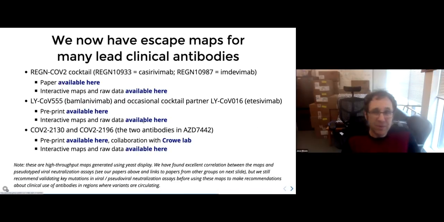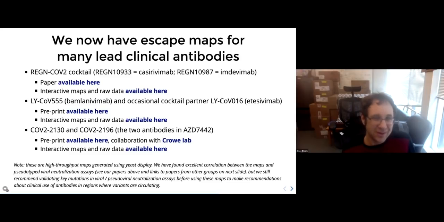And so we've now built these escape maps for many of the lead clinical antibodies that are being used as antibody therapeutics. In particular, we've done it for the antibodies in the Regeneron cocktail, the antibodies being developed by Eli Lilly, and then the antibodies that are currently in advanced clinical trials by AstraZeneca.